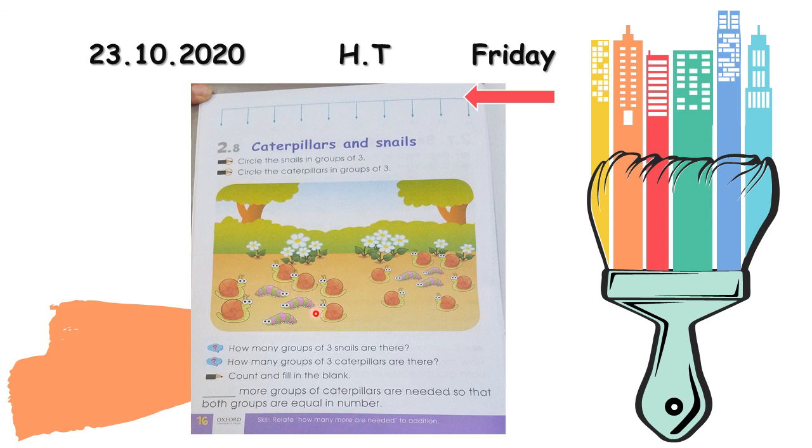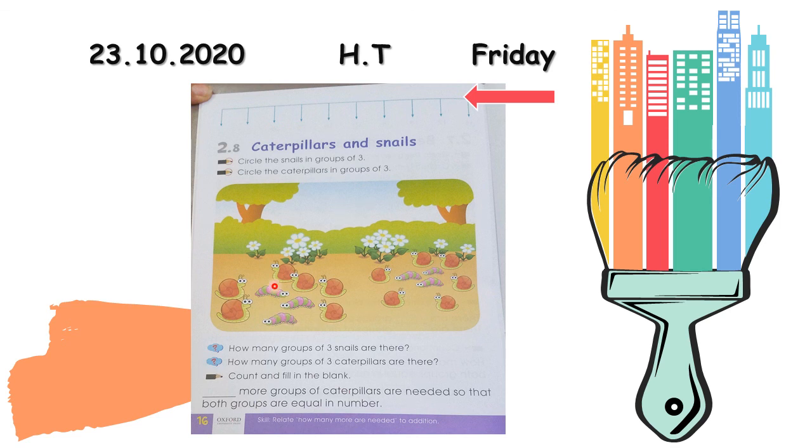Then circle these 3 snails together. Then come to the next and circle these 3, and the last 3. Circle them together and we made 4 groups of snails.